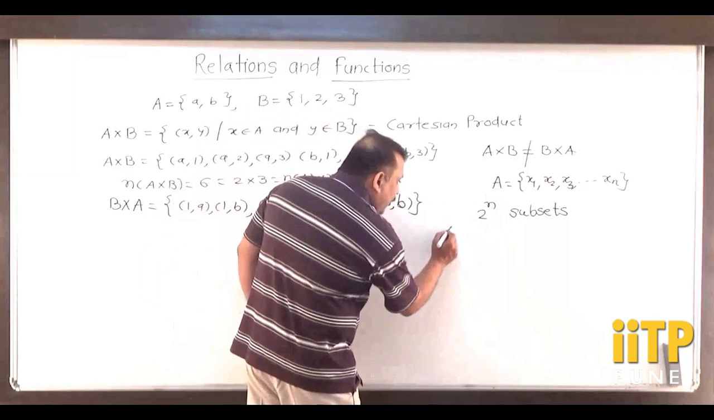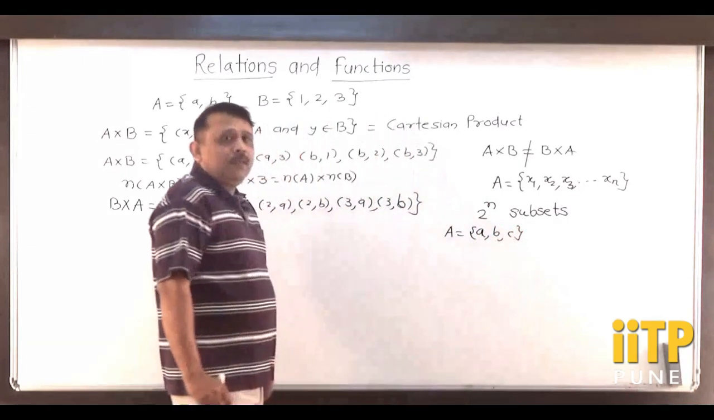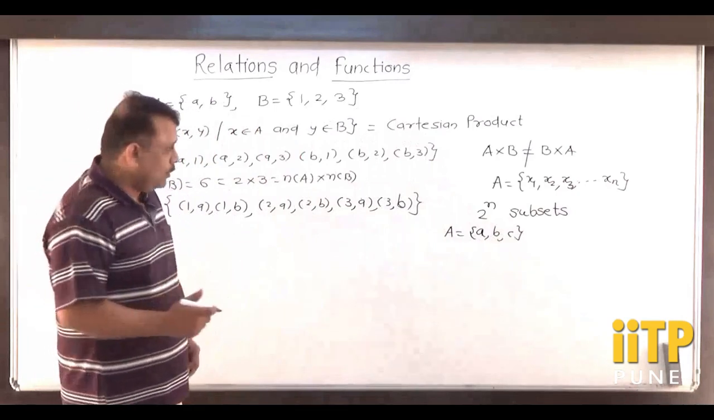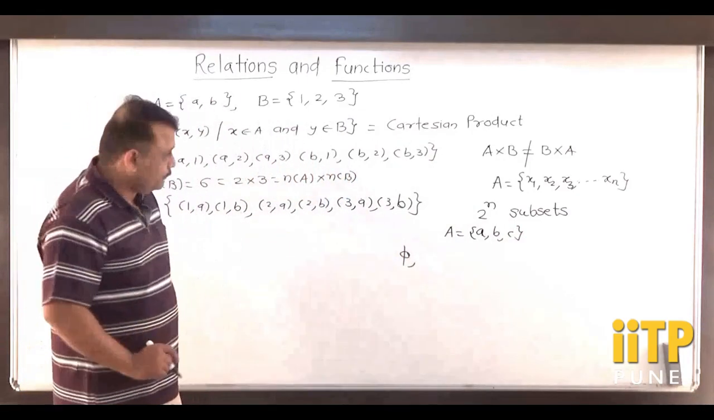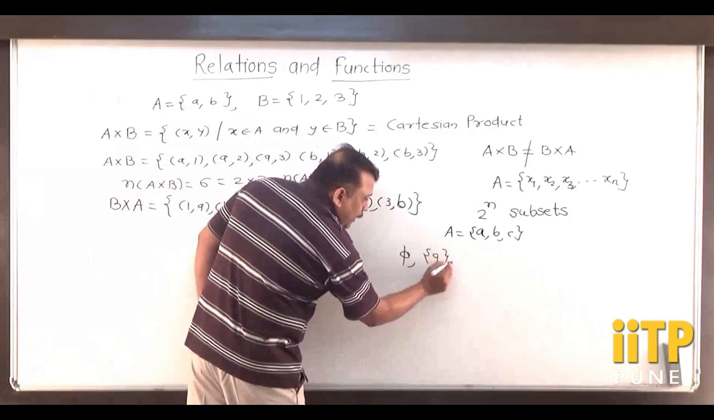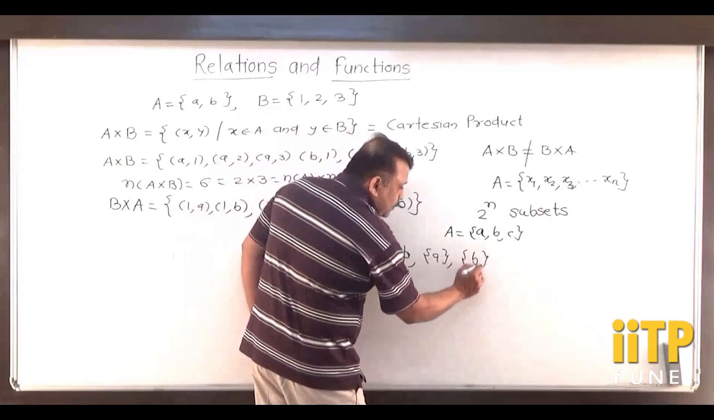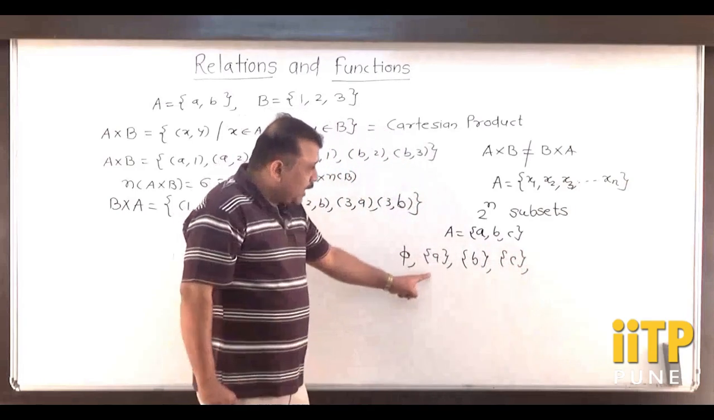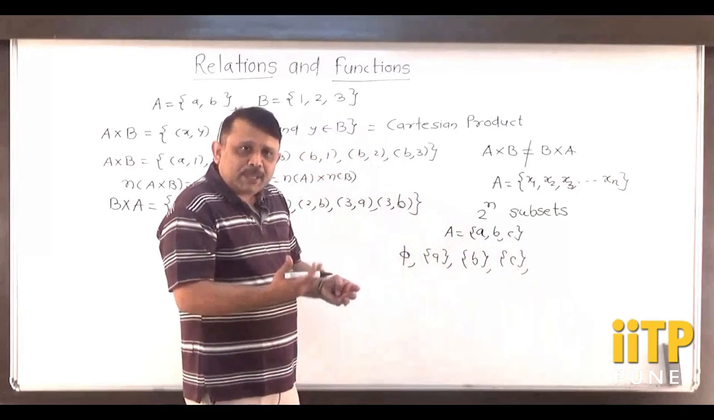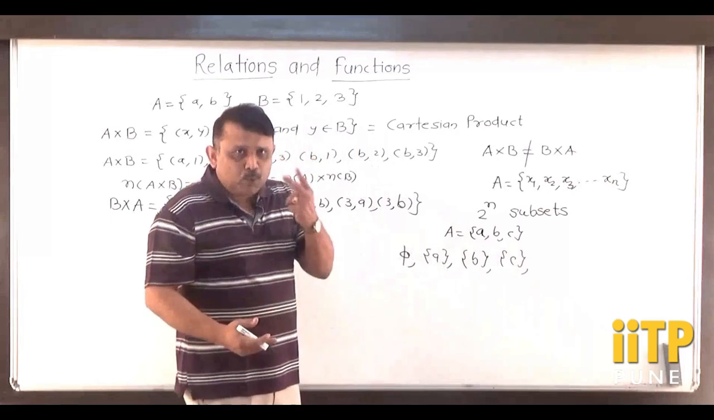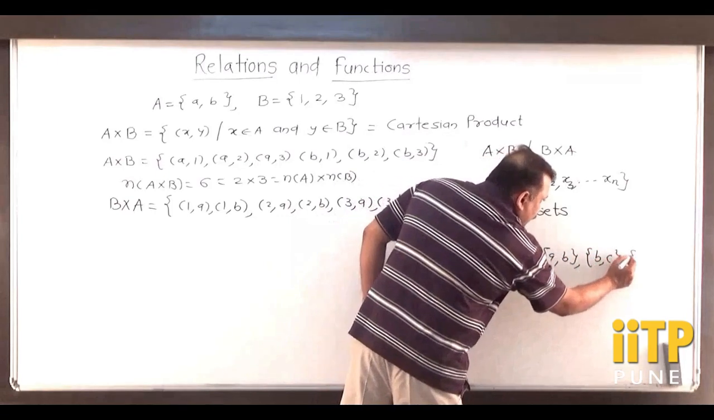For example, suppose I consider A is equal to {a, b, c}. How many subsets of A can I form? Very clearly, the empty set is a subset of every set. So this set contains no element. Then the sets containing single elements. This is a subset of A because a member of this is a member of A. Similarly {b}, {c}, all these are subsets of A containing single elements. Likewise, I can form subsets of A which contain 2 elements, namely {a, b}, {b, c}, {c, a}.